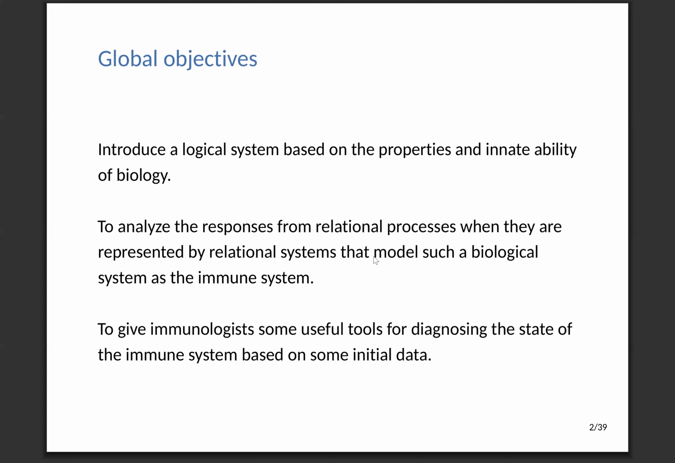So the main objective of this collaboration is to introduce a logical system based on the properties and innate ability of biology, and to analyze the responses from relational processes when they are represented by relational systems that model such a biological system, and specifically the immune system. And finally, to give immunologists some useful tools for diagnosing the states of the immune systems based on some initial data, and to argue about and reason about these systems using the formal language of logic and mathematics.